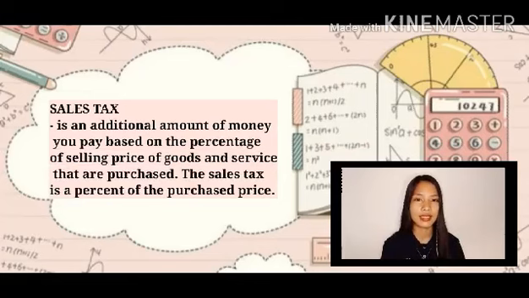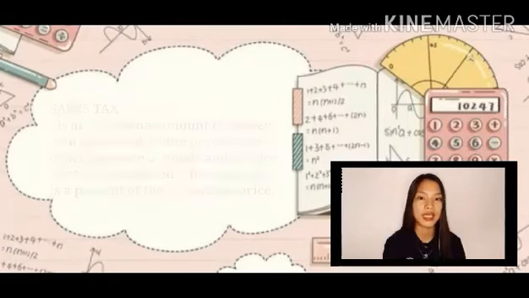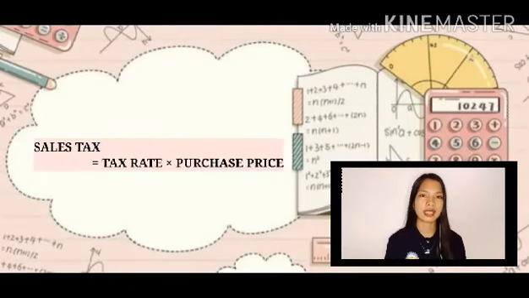Sales tax. Sales tax is an additional amount of money you pay based on the percentage of the selling price of goods and services that are purchased. The sales tax is a percent of the purchase price. To solve for the sales tax, sales tax is equal to tax rate times purchase price.